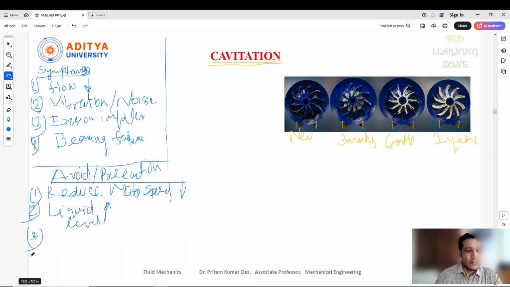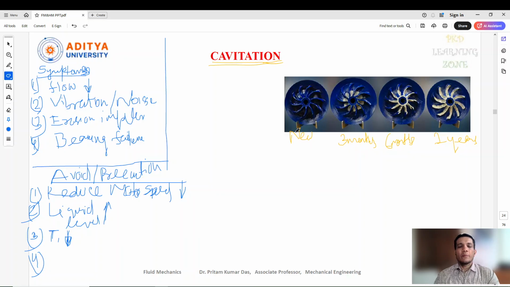Third point, we can say the temperature of the liquid, or the temperature of the pump, or the accessories involved in this, needs to be maintained low. We need to decrease the temperature of that. Okay, this is one more point, or we can say one more thing is there.